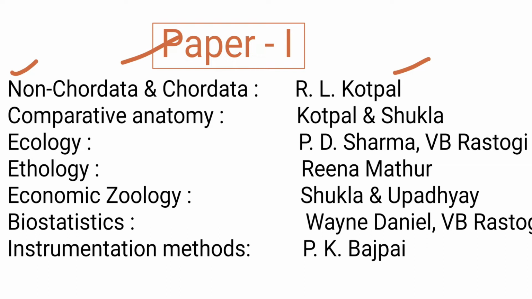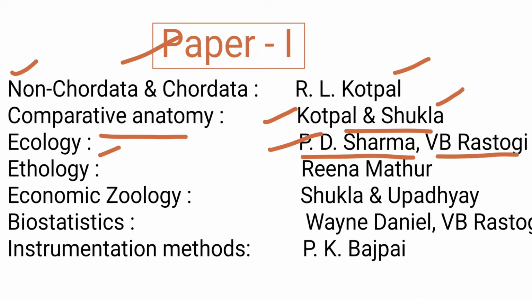Moving to the next one, that is comparative anatomy. For comparative anatomy, you can go for Kotpal and Shukla. This is a good book. You can use this to read about the comparative anatomy between the vertebrates. And the next one is ecology. For ecology, P.D. Sharma is a good book. But if you want another option, you can go for Verma and Agarwal or Rastogi.